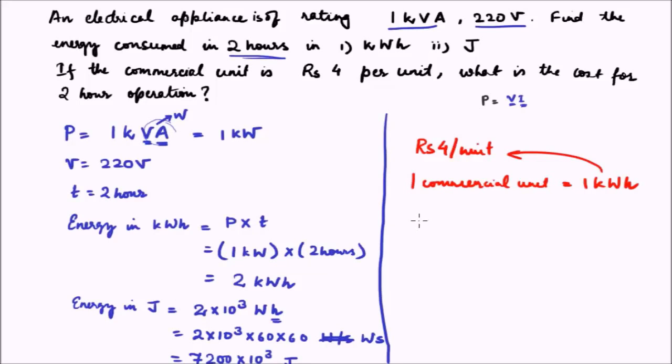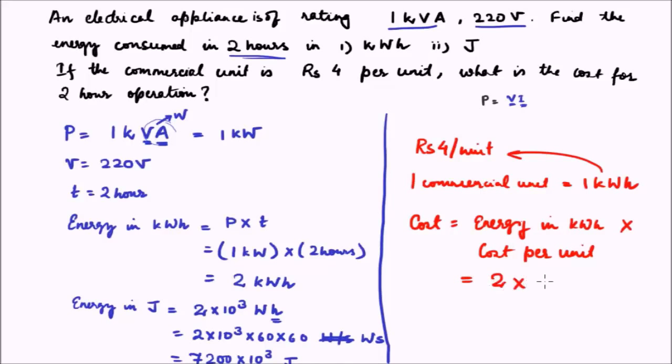Therefore the cost will be equal to the energy in commercial unit, or in kilowatt hour, multiplied by the cost per unit. This gives me simply 2 kilowatt hour into rupees 4 per kilowatt hour, and that means we need rupees 8. Let me rectify it. Rupees 8 in order to operate this device for 2 hours.